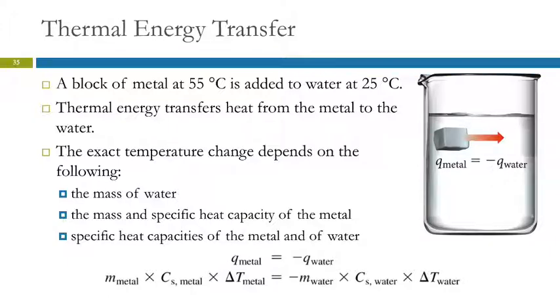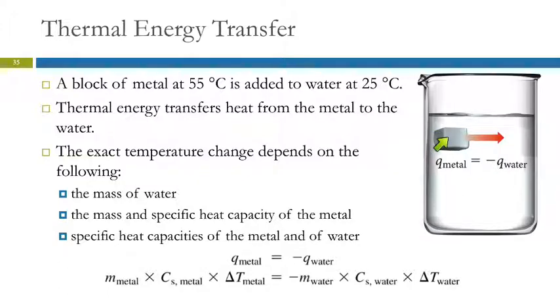So let's look at this scenario. Here we have a beaker of water, and we're going to put this chunk of metal in it. So this metal starts out at 55 degrees Celsius, and the water starts out at 25 degrees Celsius. So the metal is hot, and we stick it in the room temperature water.